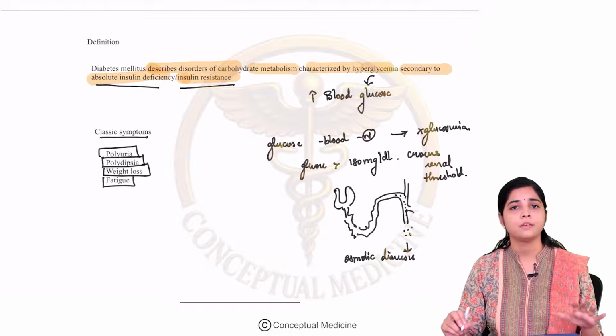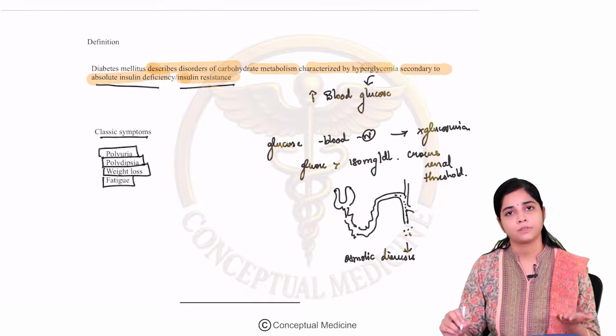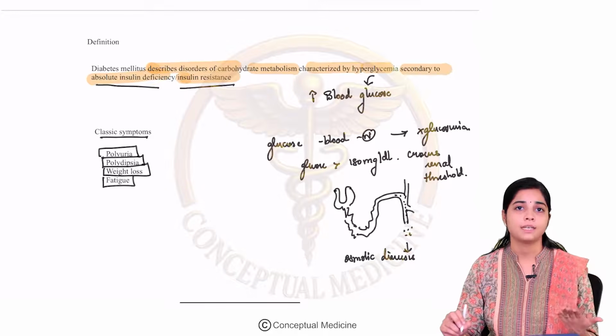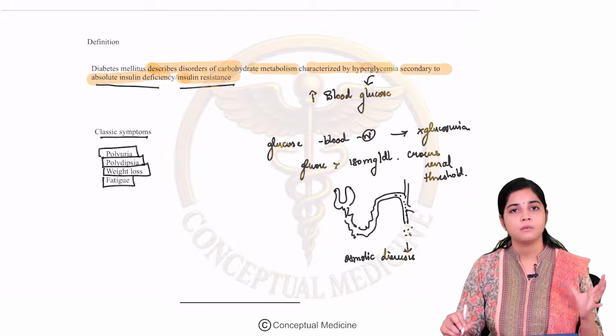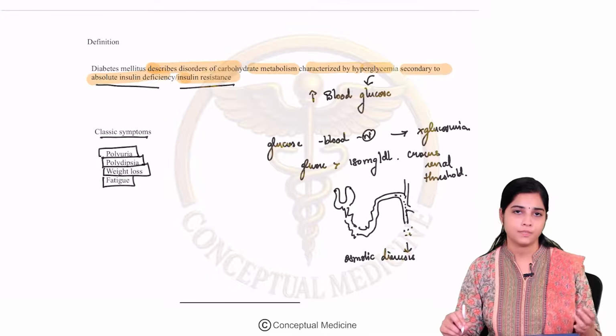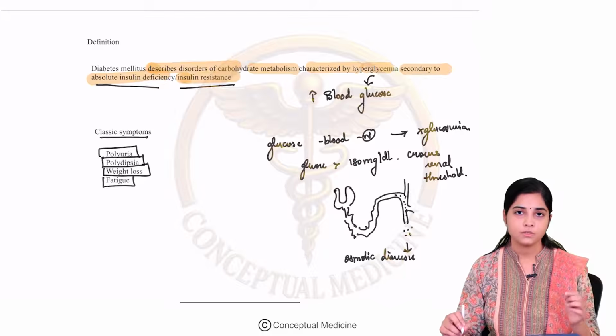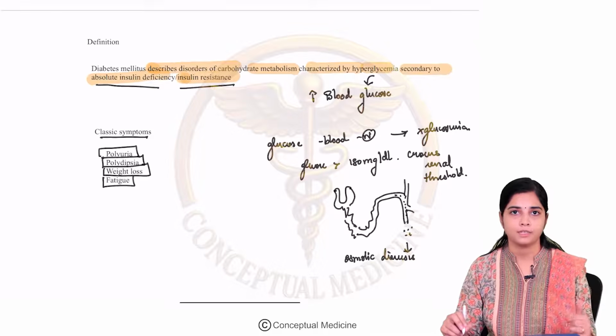Most of the time, patients with diabetes are asymptomatic or they do not give much importance to these symptoms. The earliest signs are polyuria, polydipsia, weight loss and fatigue, and these symptoms may or may not be there when the patient presents to you. So these are the classical symptoms of diabetes.